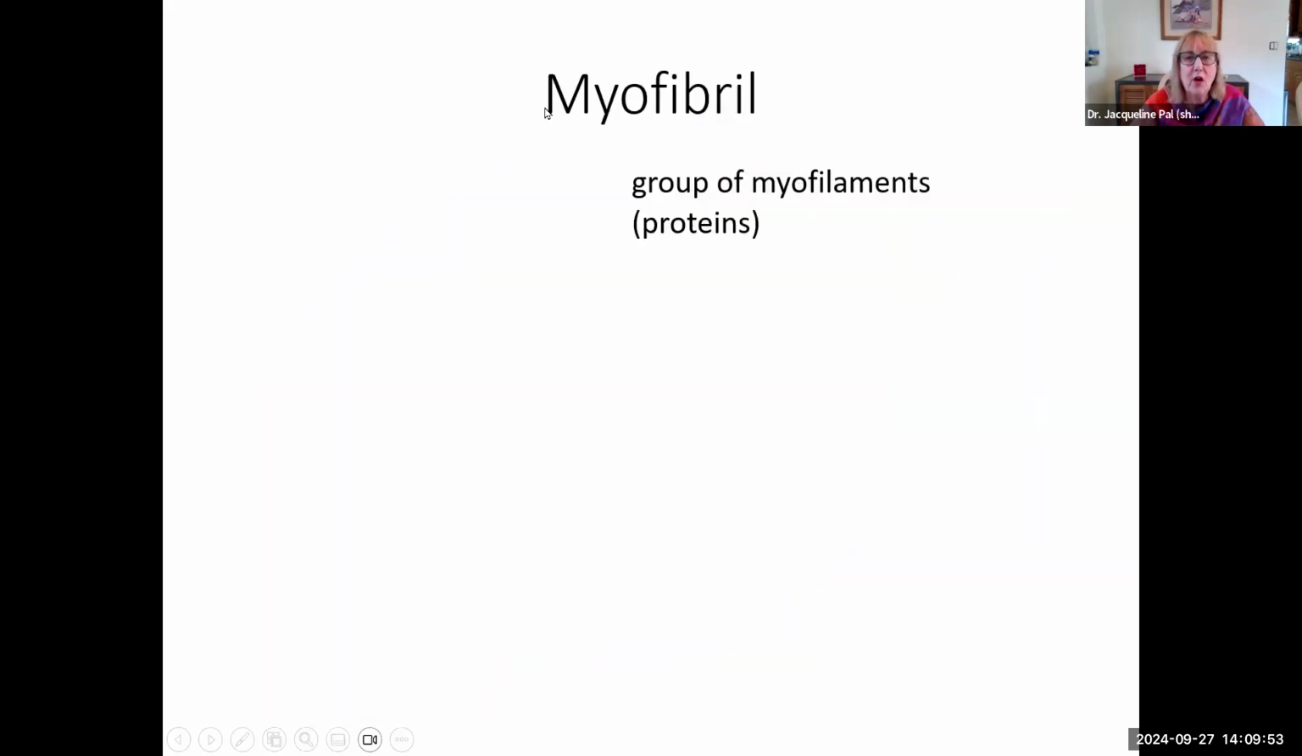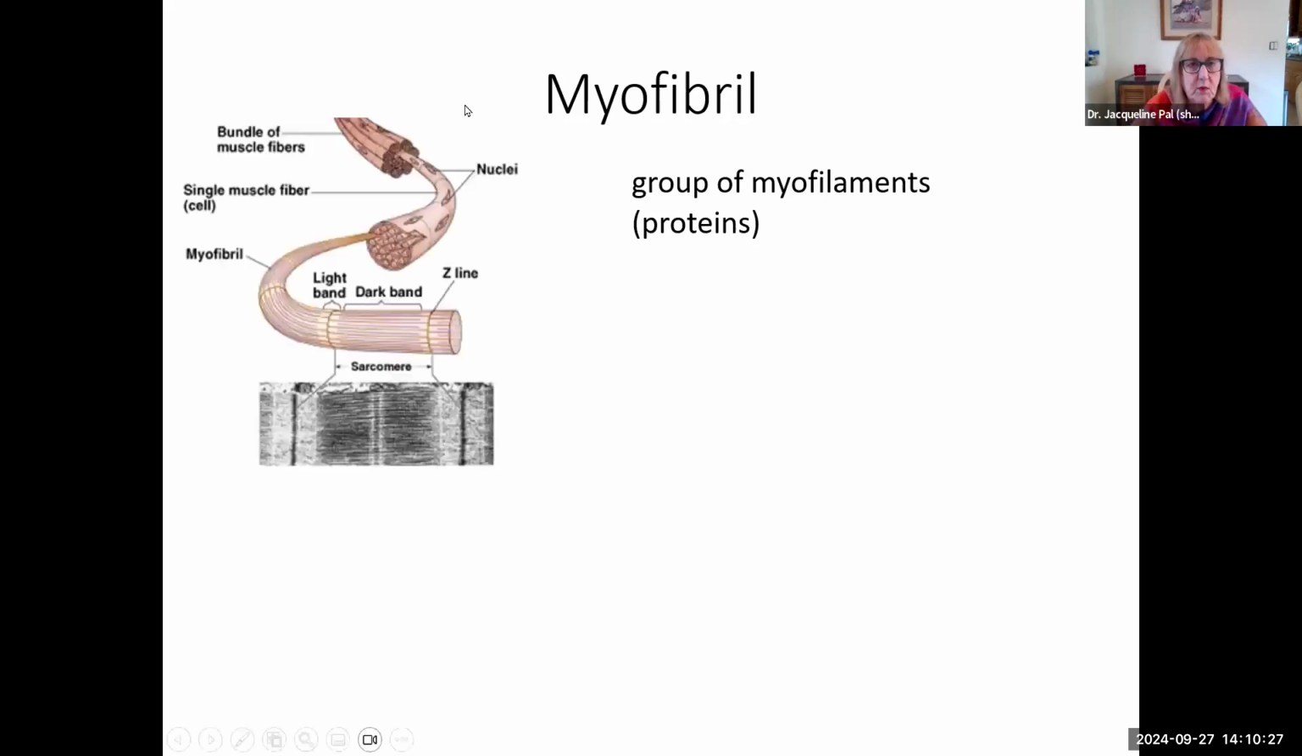Okay, so a myofibril is a group of myofilaments. Every myofilament is a protein. In these myofibrils, we have different types of myofilaments, and some are going to be contracting, some are going to be regulating. We're going to learn the names of 4 of them. 2 are going to be contracting, and then 2 are going to be attaching to one of those contracting ones. When you take anatomy, you may learn others as well.